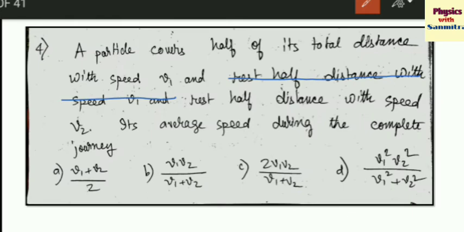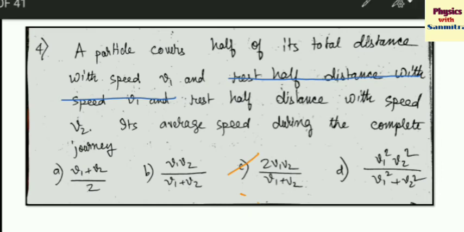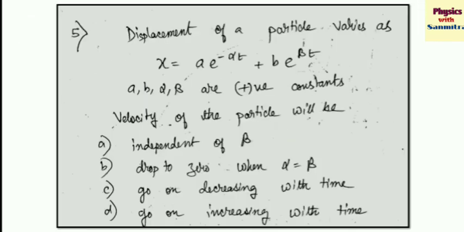So our correct option is option C. Here we have to be careful that we have to calculate the total velocity. So total displacement by total time, total average speed, so total distance by total time. So that is the thing. It is not that difficult.